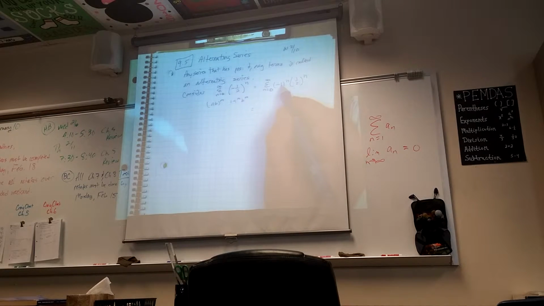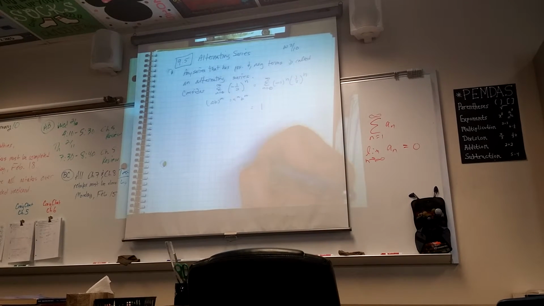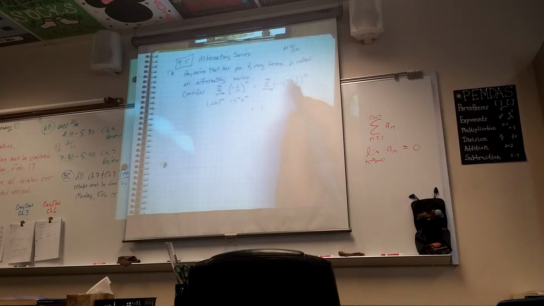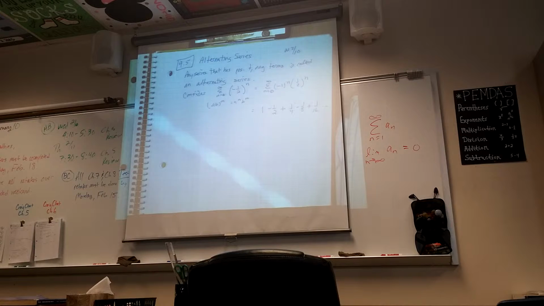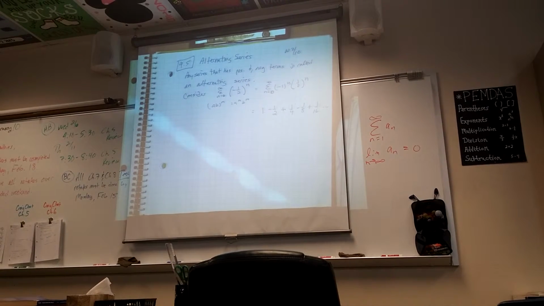Now, anything to the 0 power is 1, so the first term would be 1. But notice, the second term, I would have negative 1 to the 1 power, which is negative 1. But then the next term would turn back positive, you see? Because negative 1 squared would turn positive. Then I'd get 1/4 minus 1/8 plus 1/16, and you can see the pattern. Yes, the numbers are decreasing, but the sign is changing on each one. See, thus, it's alternating. That's the title of the lesson, or the title of the series, alternating series. Okay? All right.